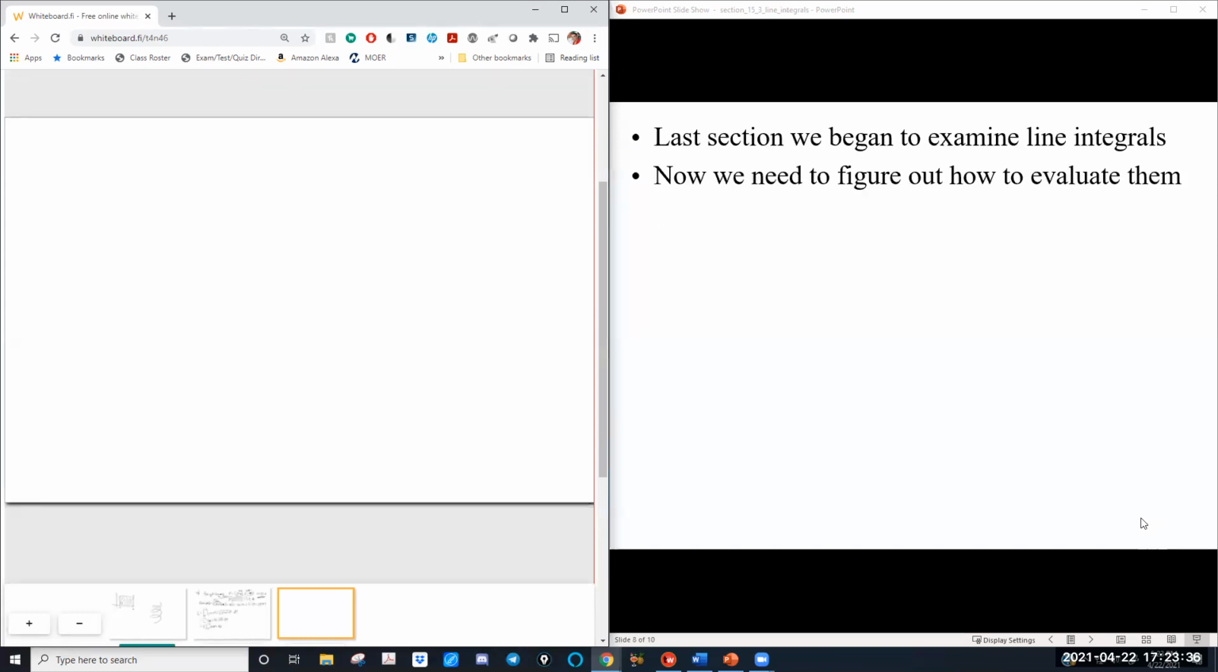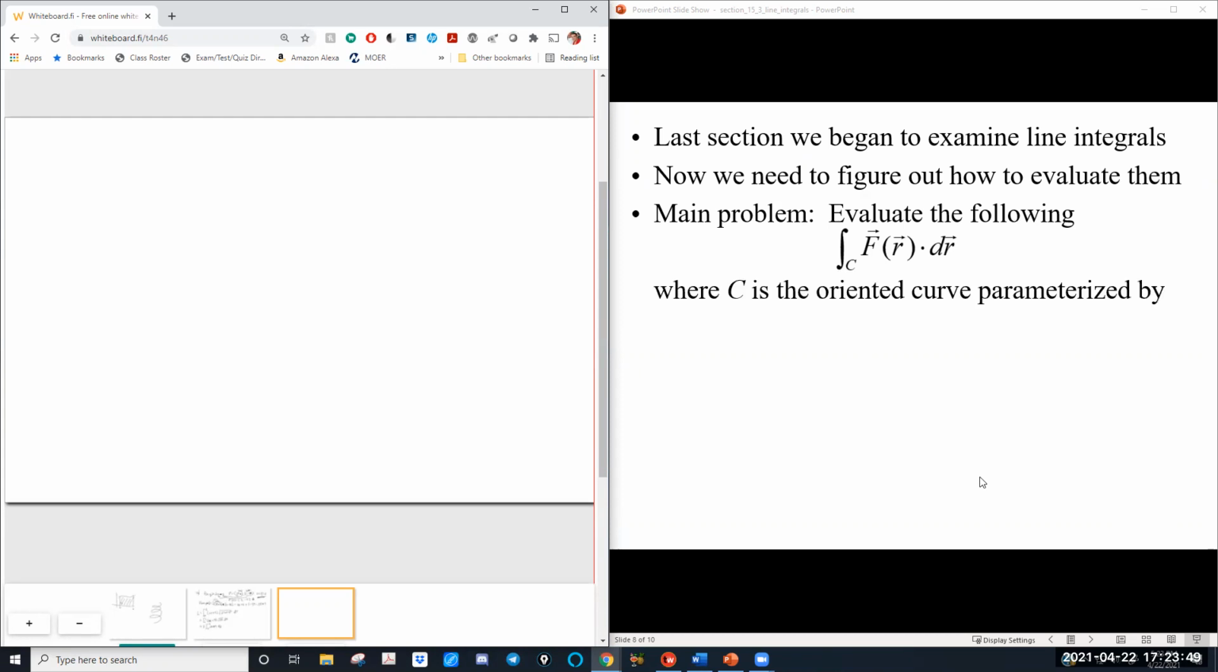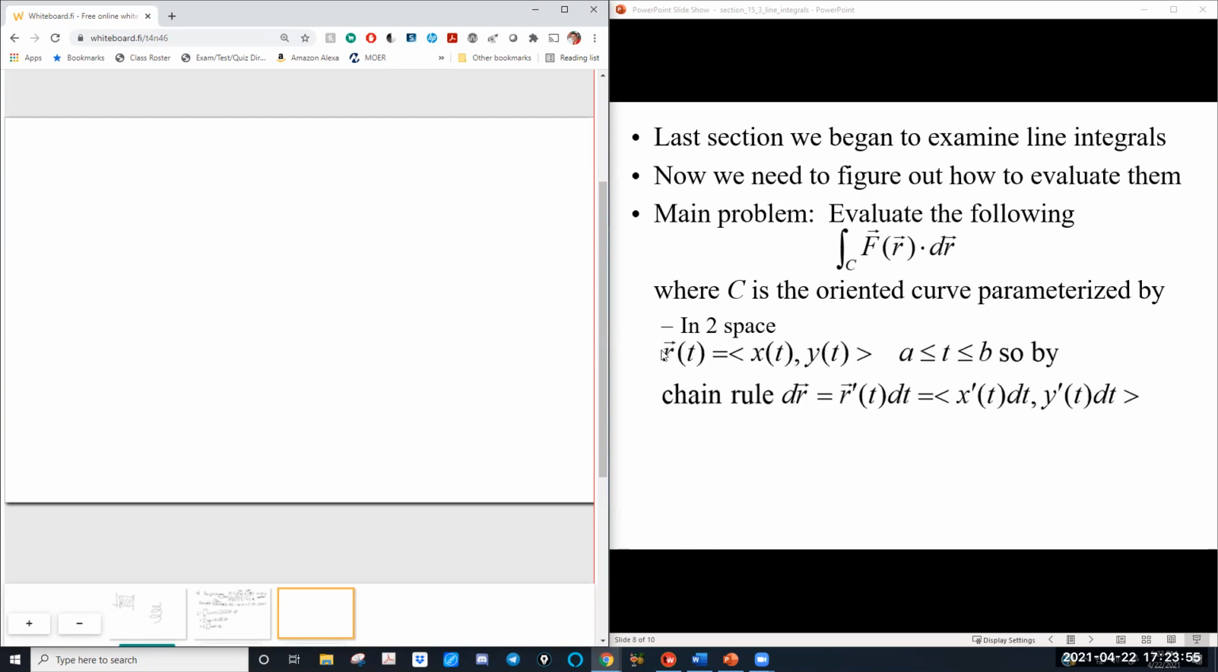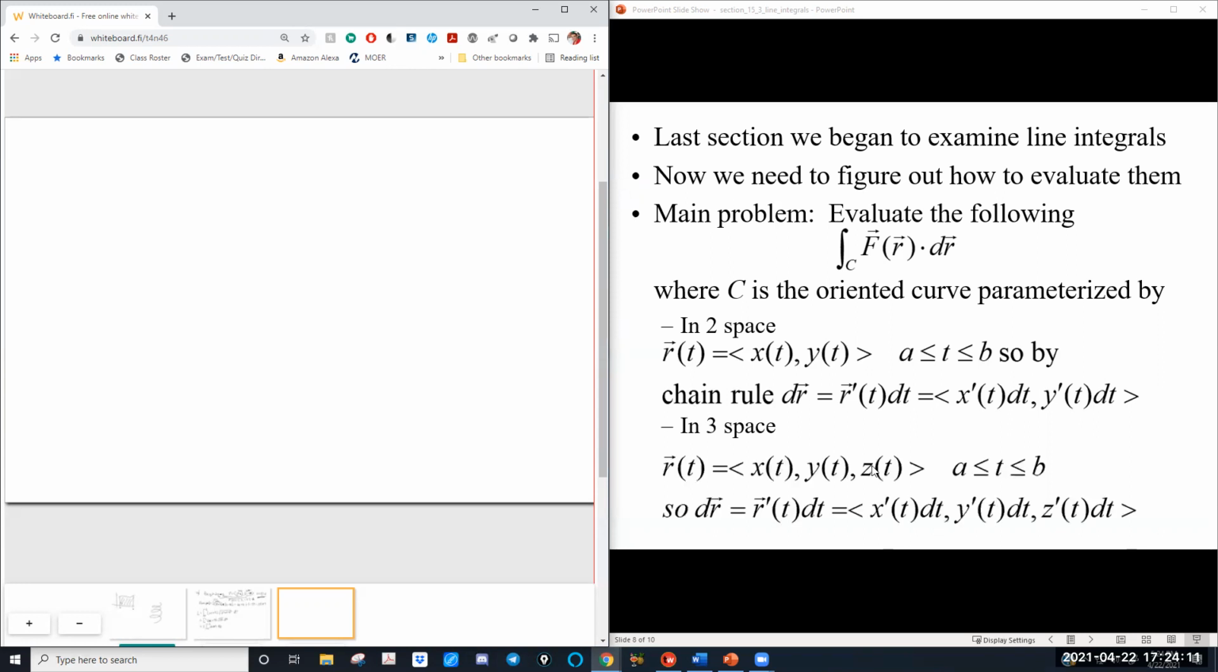So I want to focus on how to evaluate line integrals of a vector field. So we want to evaluate this guy. What does this mean? What does this look like? Well, here's what's happening. If we have a curve in 2 space and it is given by x of t, y of t, then that dr, this piece right here, is r prime of t dt. r prime of t is just the derivative of r. In 3 space, we just add on that third component.